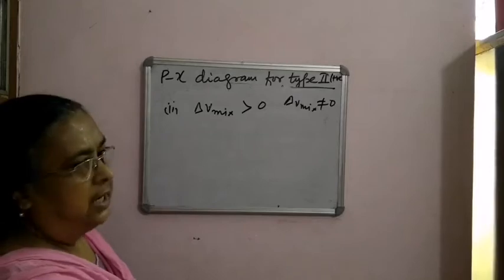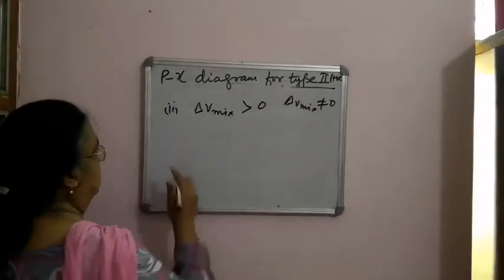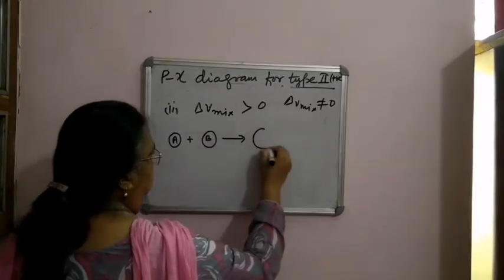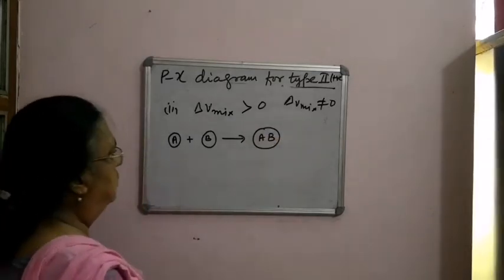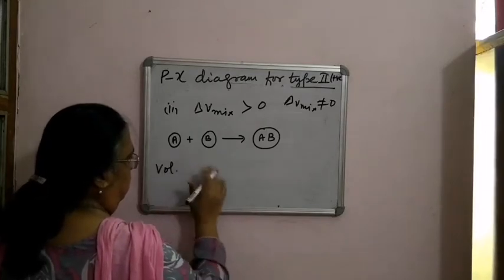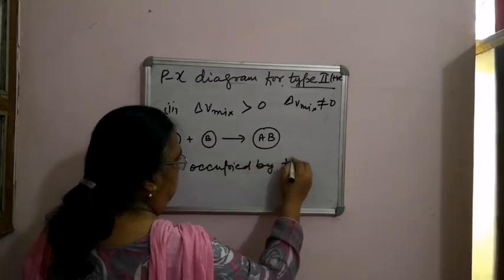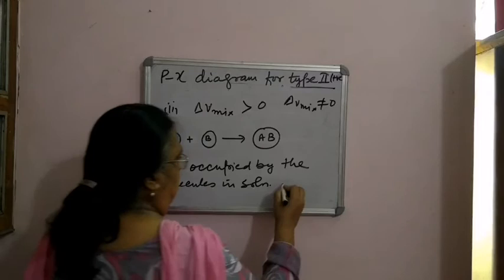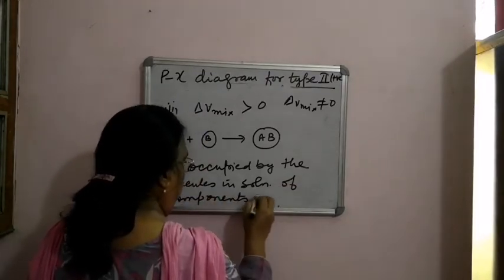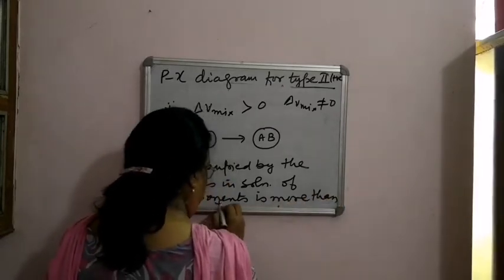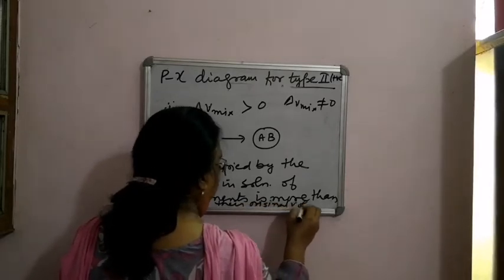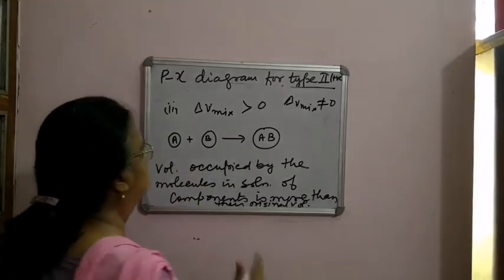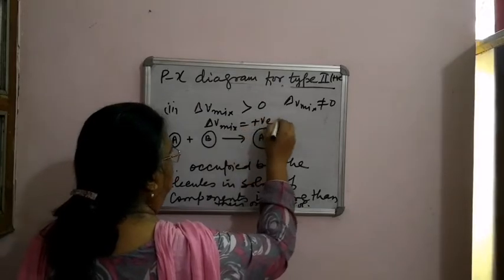But in this case, type 2, it is found to be greater than 0. So why greater than 0? If the volume of the A molecule is so much, the volume of the B molecule is so much, and the solution formed has this much, so the volume occupied by the molecules of components in solution is more than their original volume. Then we have final volume more, initial volume less. So the difference will be positive. So delta V mixing will always be positive.